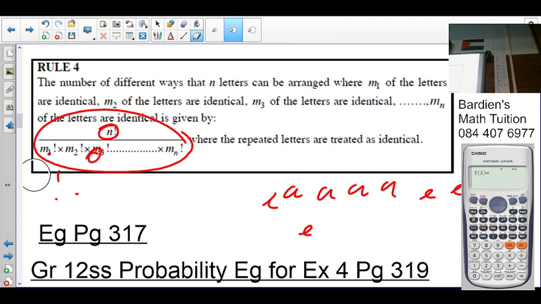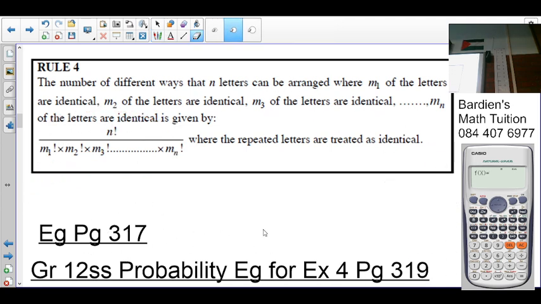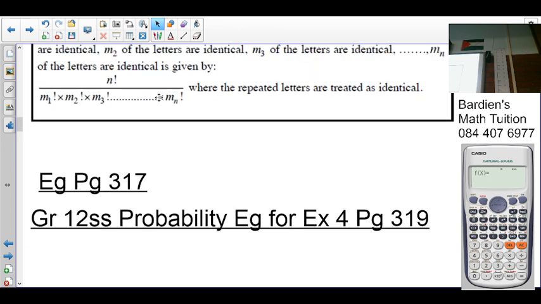So write that rule down quickly, and this is rule 4. Okay, it's a bit sorted now. You guys sorted? Alright, so let's carry on.